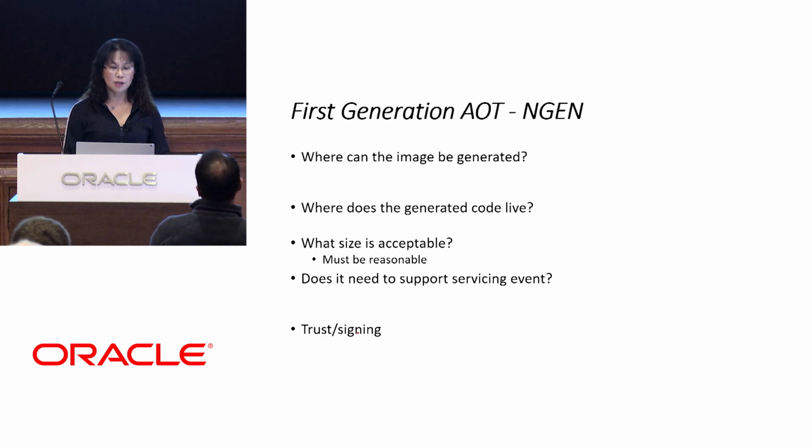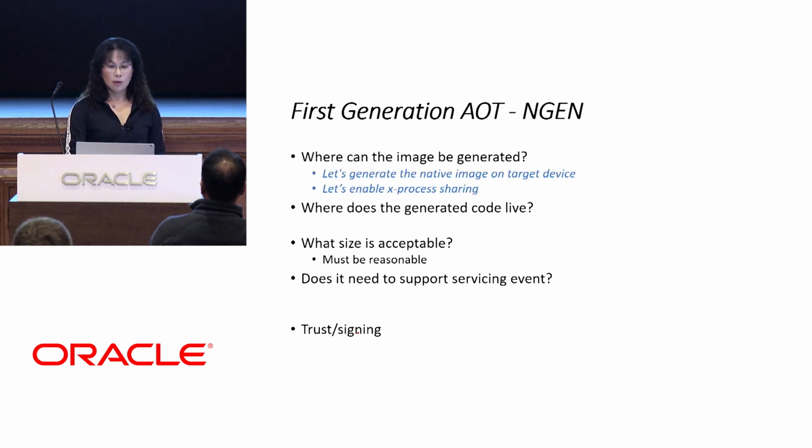So this is our first generation of AOT, and I may not check everything green in that first generation. This generation of AOT, many of you know as NGEN. So where can images be generated? We generate native images on the target machine. For example, on a desktop, you download the IL, and you actually have to generate the native image on that desktop. On a cloud server, after you download your application, if you want to generate native images, you have to trigger an NGEN command after the download to get it generated.